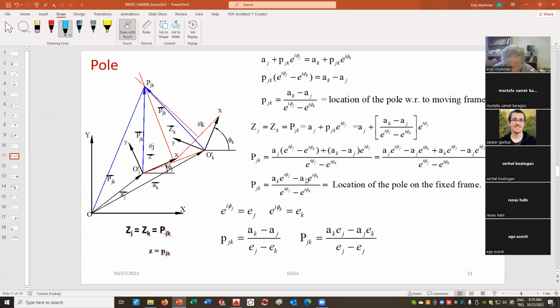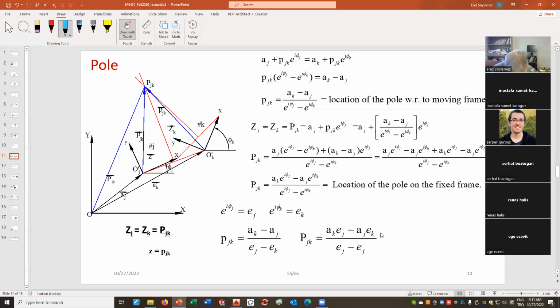Ak, Aj are complex numbers. E to the I phi j is, as you remember, cosine phi j plus I sine phi j, according to Euler's theorem. Usually, in the literature, you will see e to the I phi j written E sub j, e to the I phi k written as E sub k, to simplify the notation. Writing these equations, we obtain the location of the pole on the moving frame and the location of the pole on the fixed frame as these terms.